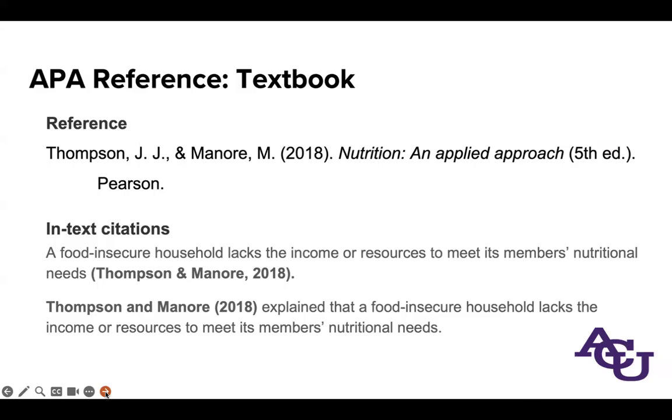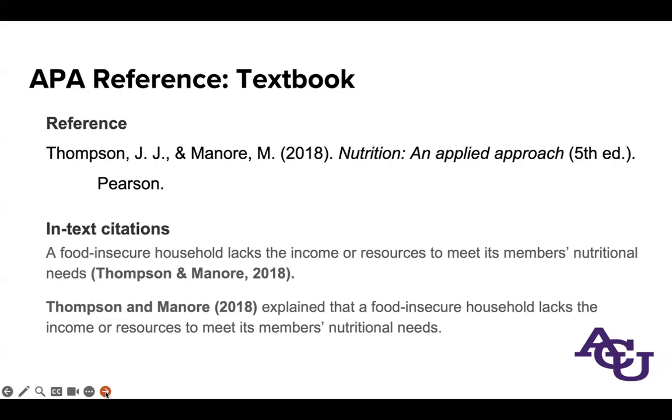Thompson, J.J., and Manore, M. For multiple authors, we separate their names with commas, and we use an ampersand before the last author's name. So we've got Thompson, J.J., comma, ampersand, Manore, M. We use that comma and the ampersand even if there are only 2 authors in your APA reference.